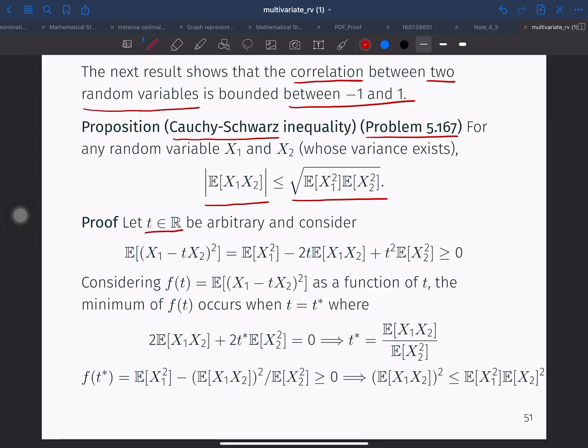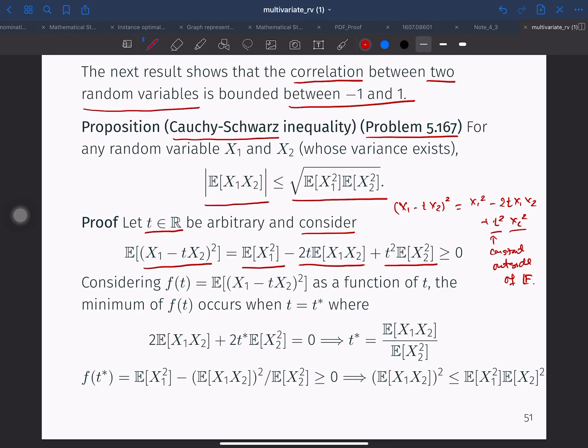Let t be any arbitrary number, and we consider the function expected value of (x1 minus t x2) squared. By expanding the square and using linearity of expectation, it's the expected value of x1 squared minus 2t x1 x2 plus t squared x2 squared. Because t is a constant, we can move it outside of the expectation. So we have expected value of x1 squared, minus 2t expected value of x1 x2, plus t squared expected value of x2 squared. Because this is the expected value of a non-negative quantity, it is always greater than or equal to 0 by the definition of expected value.